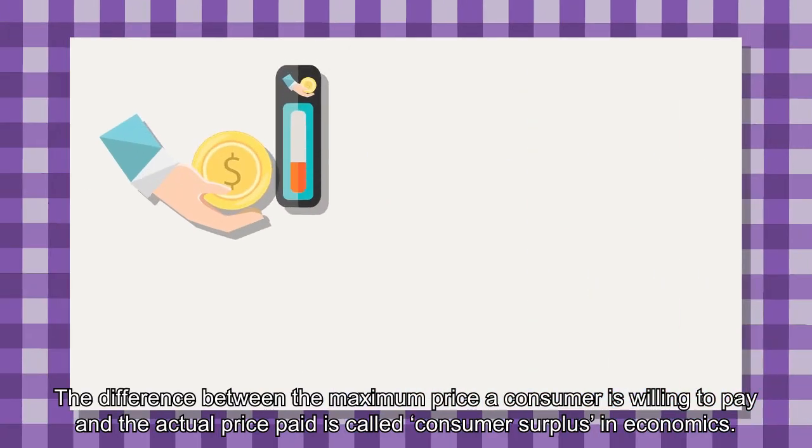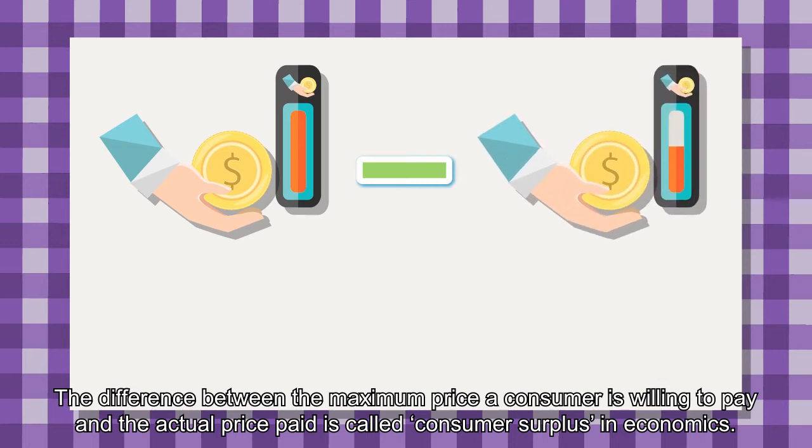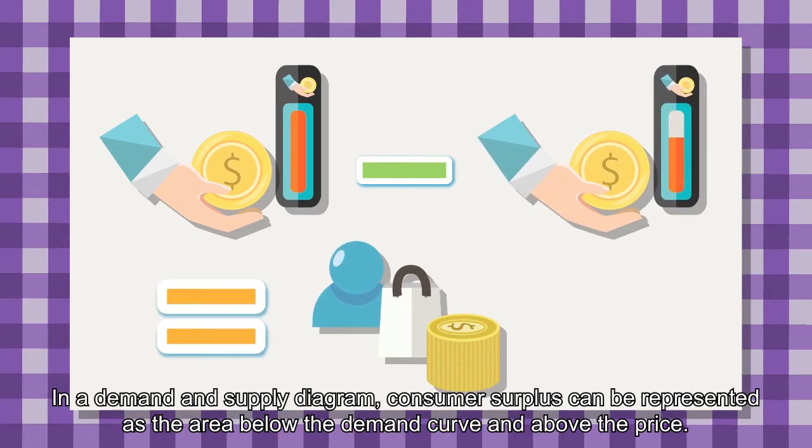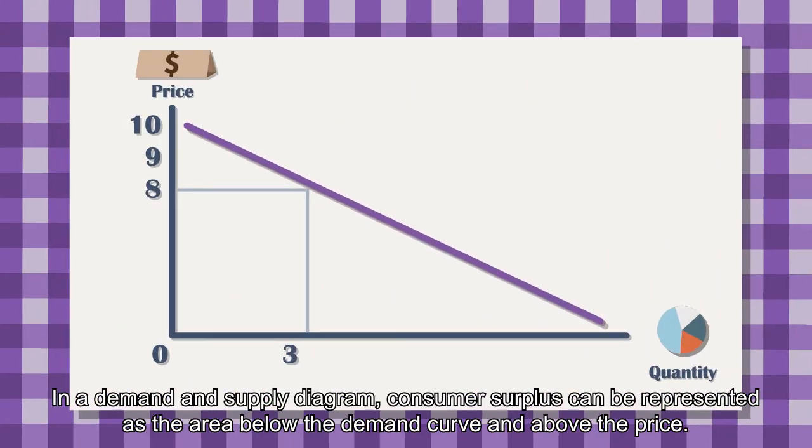The difference between the maximum price a consumer is willing to pay and the actual price paid is called consumer surplus in economics. In a demand and supply diagram, consumer surplus can be represented as the area below the demand curve and above the price.